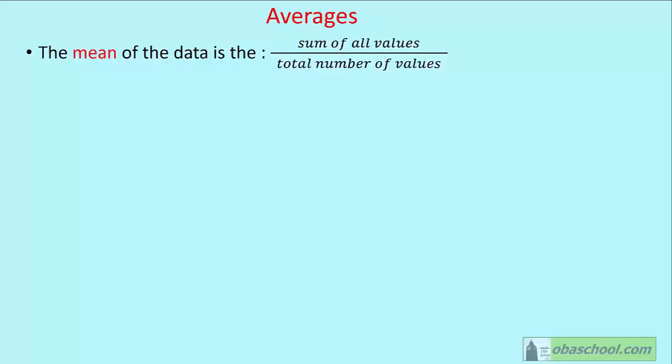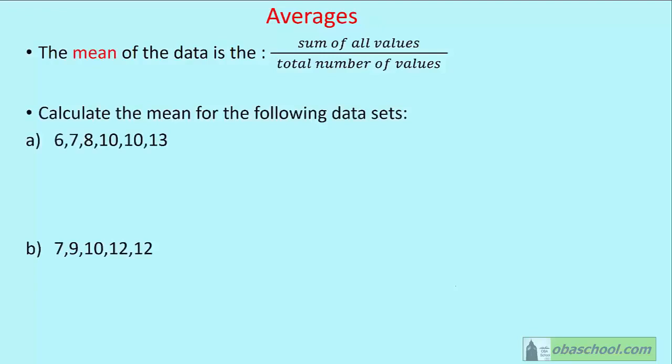In this tutorial we will be continuing the averages and specifically talking about the mean. The mean of the data is the sum of all values divided by the total number of values. So it's basically adding everything you have in this set and then dividing all of these values by the total number of these values. So we're going to solve these two examples to get to know more about the mean.